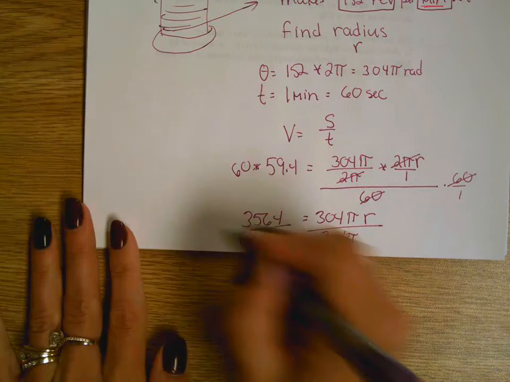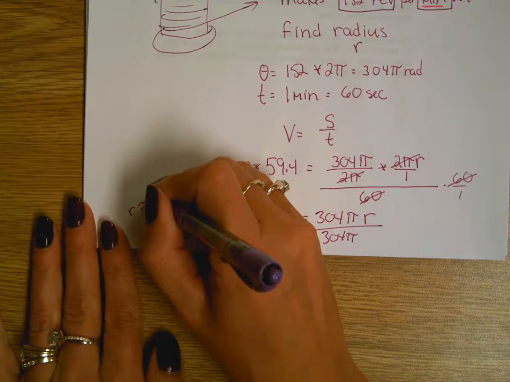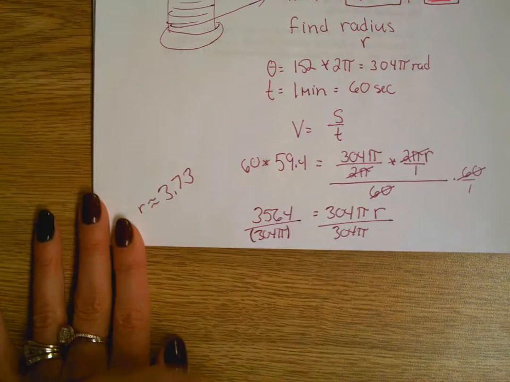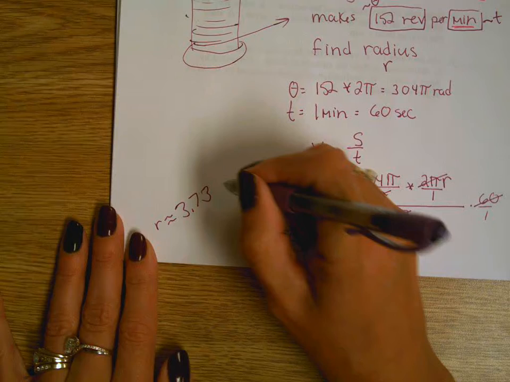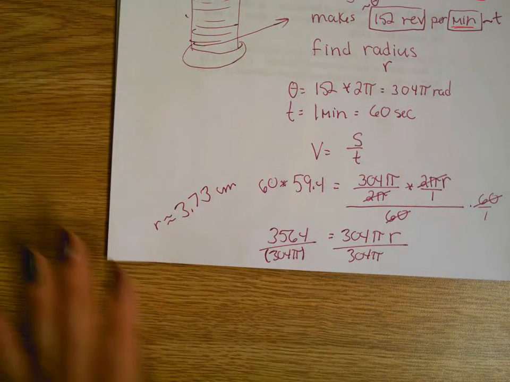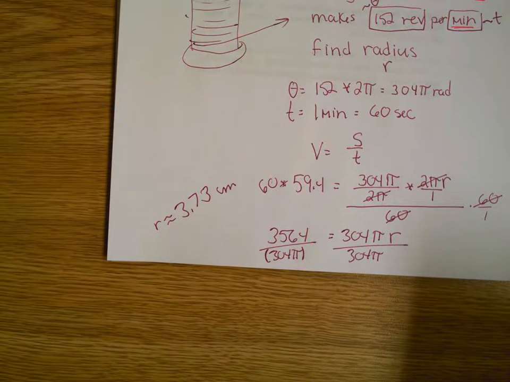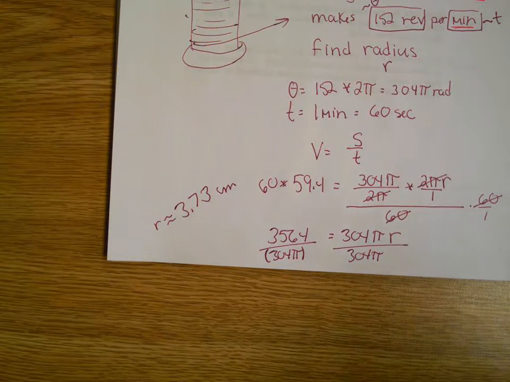So about what is the radius? 3.73. What unit? Centimeters. Short. Yeah. I don't think you can hold that much string. Oh, sure. There's thousands of yards on this little spool. I don't know how many yards are on it. It's going to run out fast. It's small.